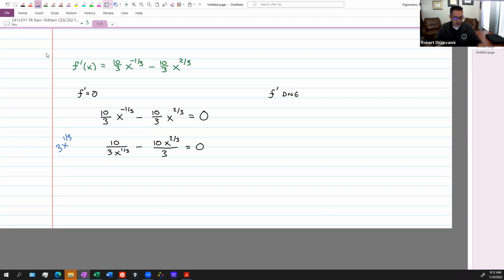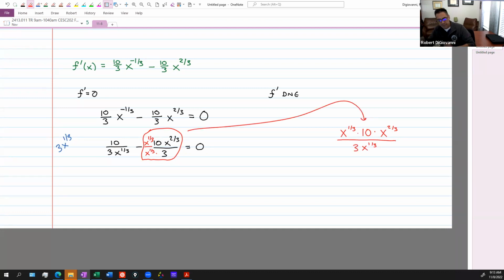I can see that on my second fraction, I'm missing an x to the 1/3. This first fraction, I have the whole thing there. So I need to multiply the top and bottom of this fraction by x to the 1/3, just on this fraction, right? And that will give me the common denominator I'm looking for. I'll do that over here on the side. x to the 1/3 times 10 times x to the 2/3 on top. On the bottom, I'm doing the 3 times x to the 1/3.